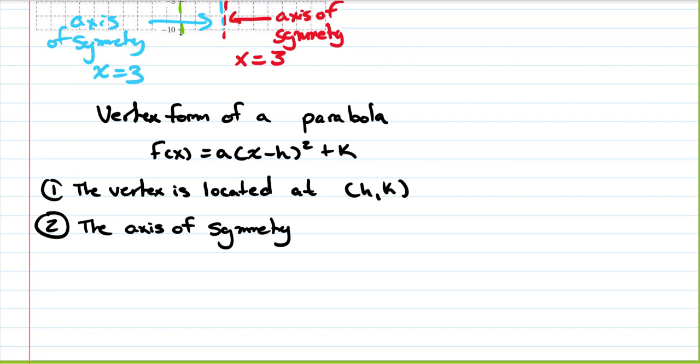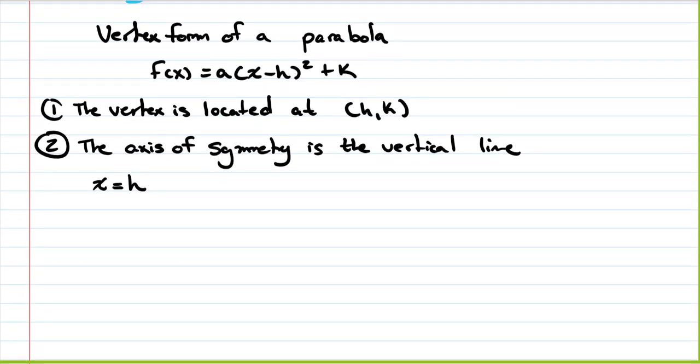Two, the axis of symmetry is the vertical line x equals h.